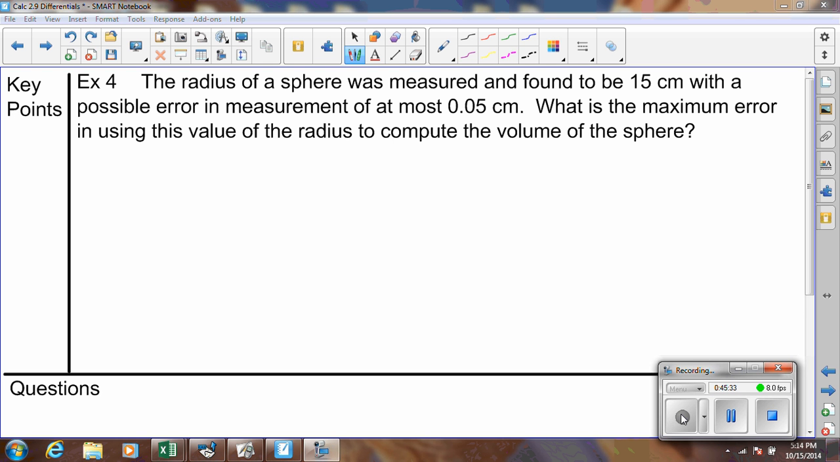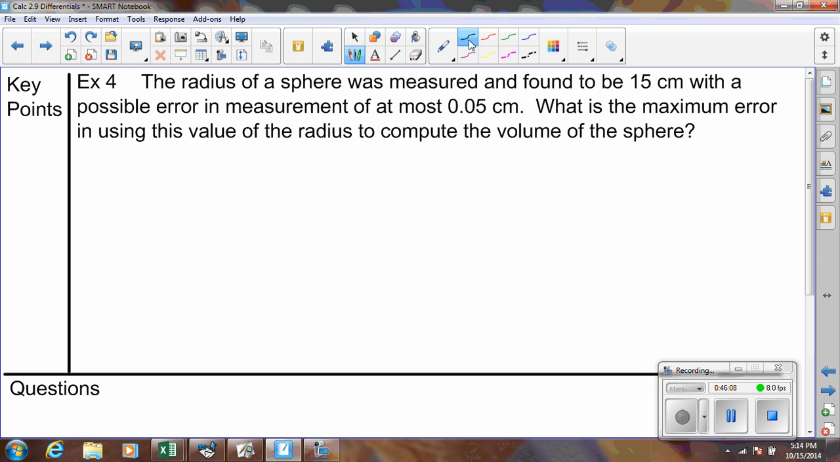We could use differentials to answer questions like this. The radius of a sphere was measured and was found to be 15 centimeters, but there was a possible error in measurement, but at least the equipment was good enough so that the error is at most 0.05 centimeters. What is the maximum error in using this value of the radius to compute the volume of the sphere? Specifically, here's the stuff that we're looking at.